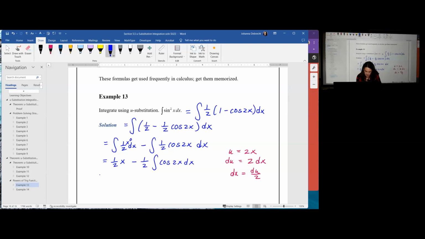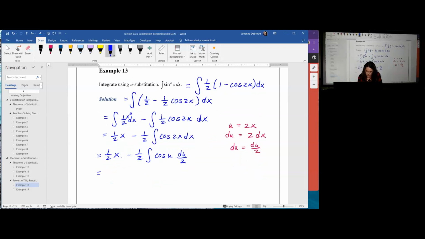Now, when I complete this, the first term is just hanging out, waiting for the second to be done. And the second becomes the cosine of u times du divided by 2. The second 1/2 can be factored out and multiplied by the 1/2 already there to give me 1/4. This gives me 1/2 x from the first term minus 1/4 the integral of cosine of u du, which integrates to sine of u.